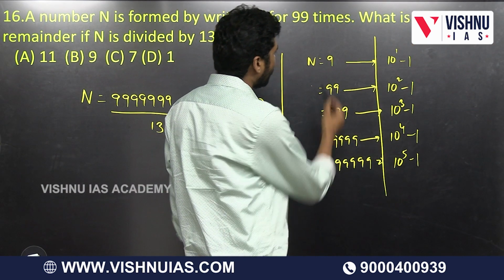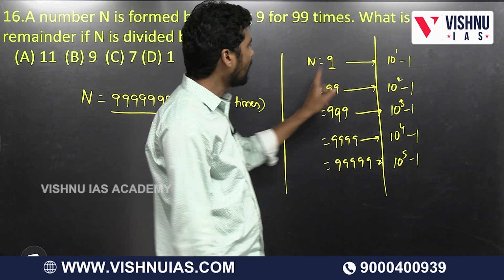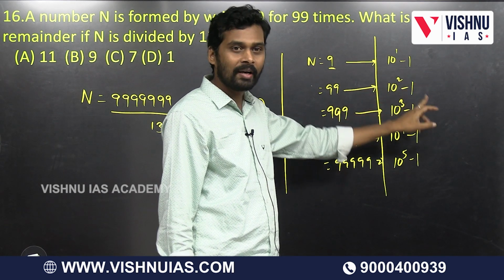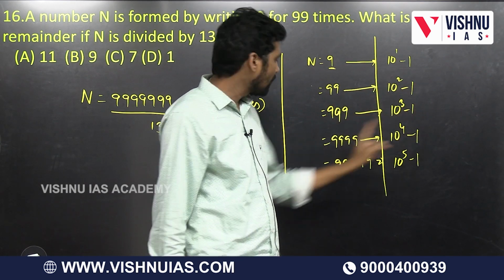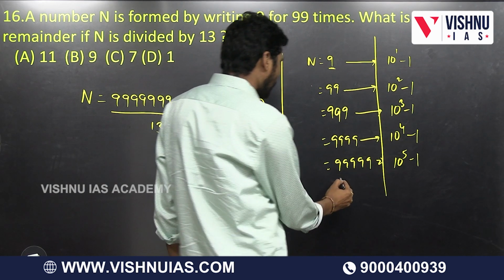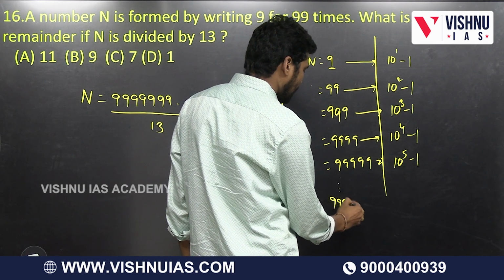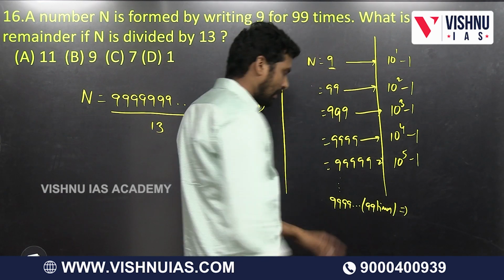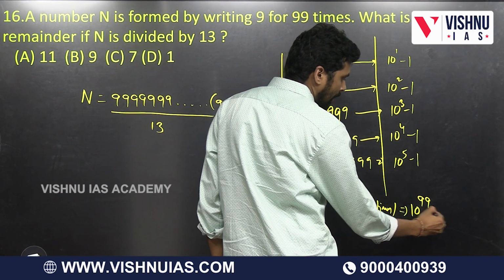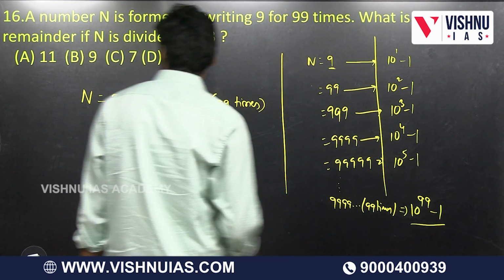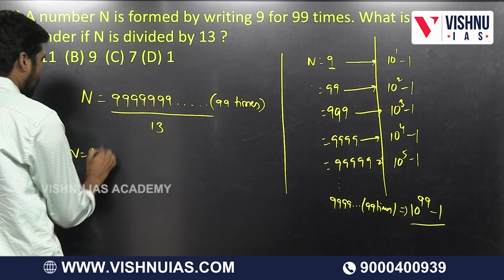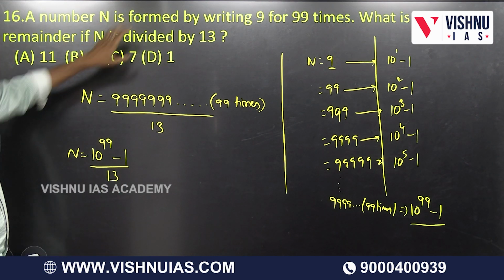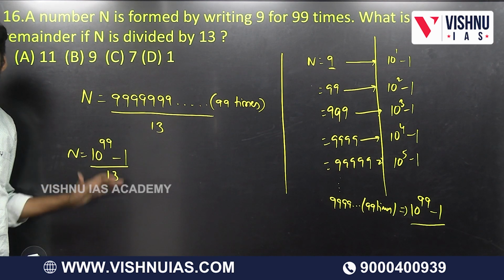So what we can observe from this: if there is a single 9, we write 10 power 1 minus 1. If there are 2 nines, 10 square minus 1. If there are 3 nines, 10 cube minus 1. If there are 4 nines, 10 power 4 minus 1. Likewise, if 9 is written 99 times, what is the expression? 10 power 99 minus 1. So first we can write this number as 10 power 99 minus 1, divided by 13.